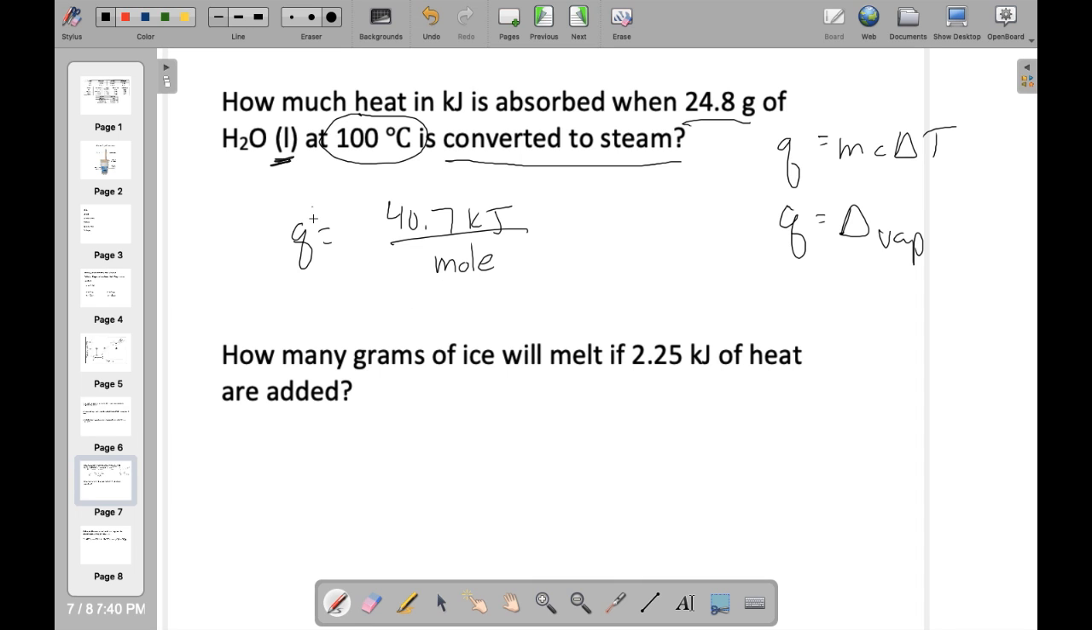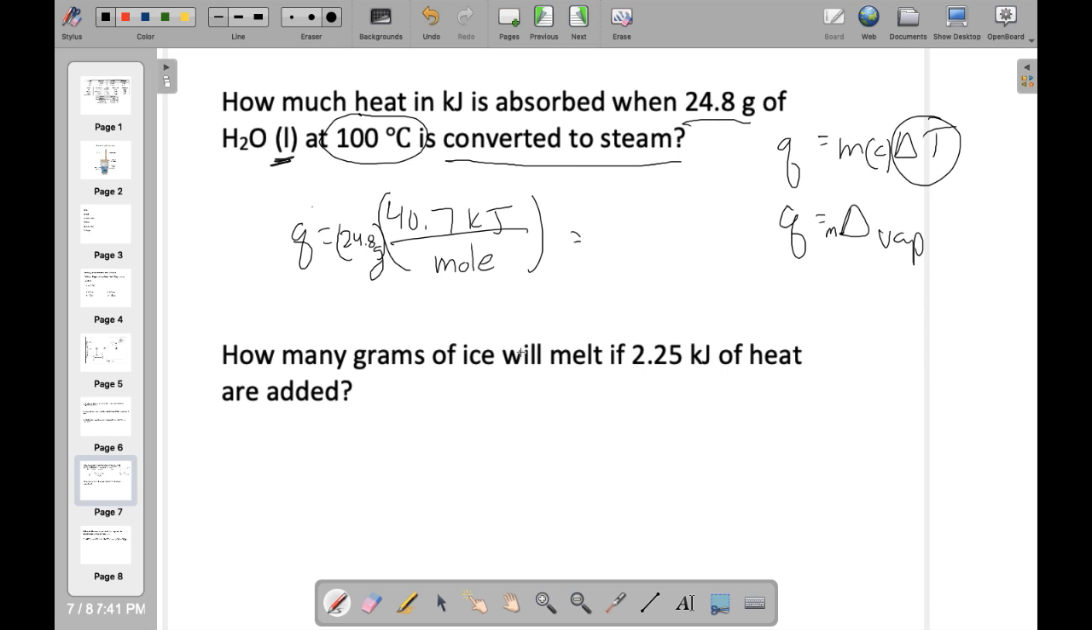So we need heat. We have 24.8 grams. Sorry, I should have put mass in here. Q equals mass times the molar heat of vaporization. See here it's mass times the specific heat and then the change in temperature. So the equation is different. We just put 24.8 right here. So we have heat equals mass times the molar heat of vaporization, or the enthalpy of vaporization. And these numbers will be provided for you on the test. So if I do this, and by the way, this is in grams.